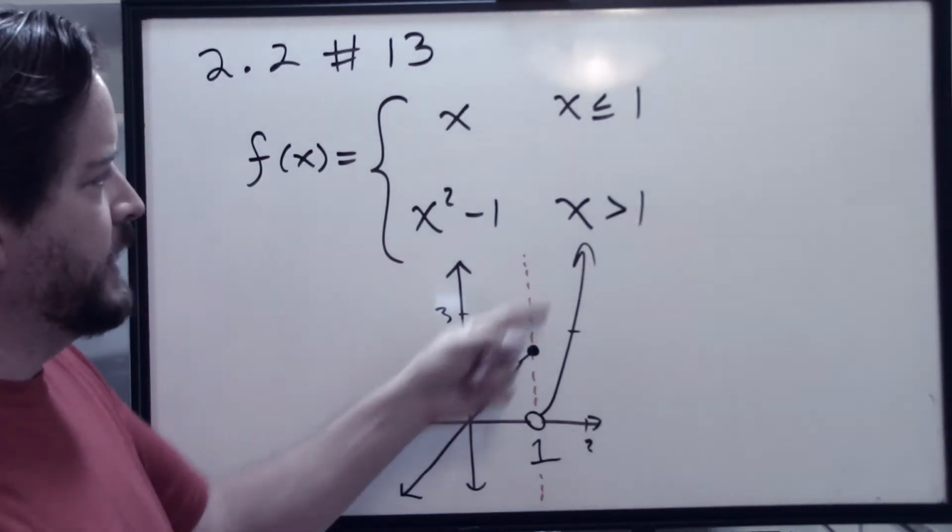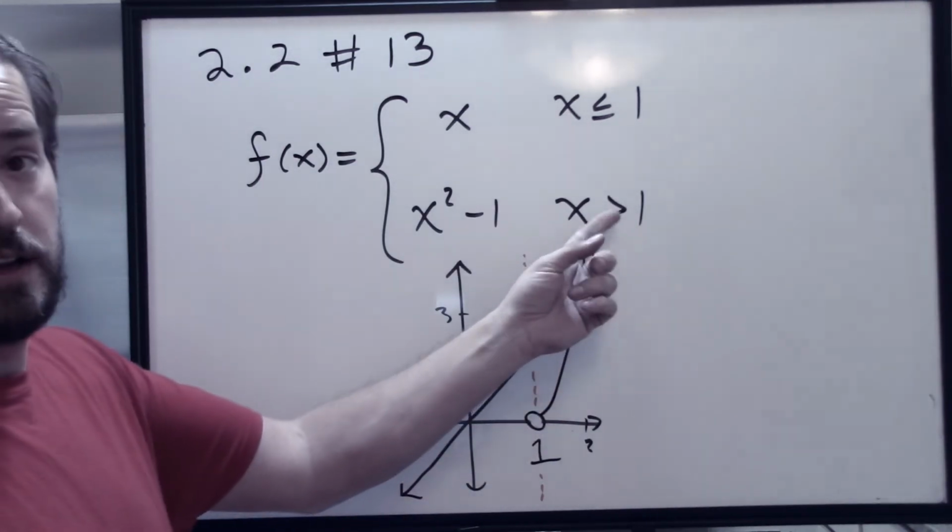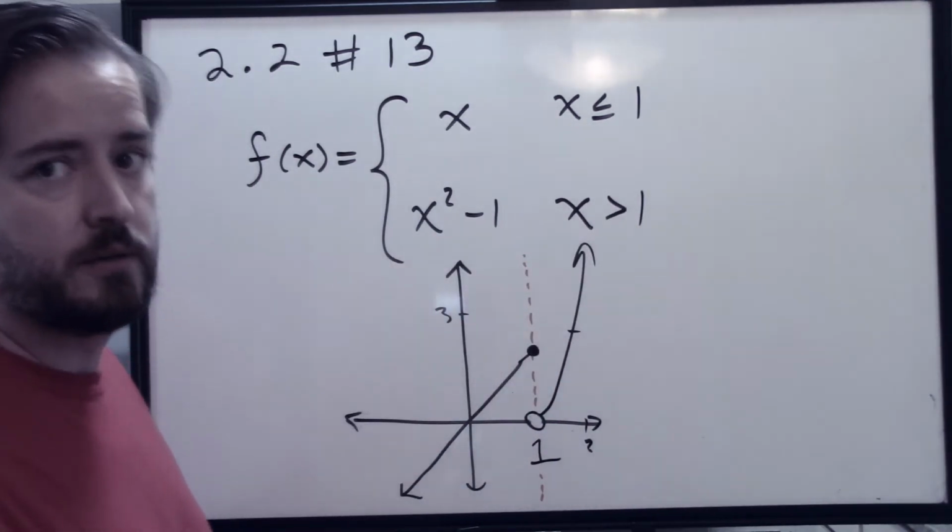And note that the solid came because it's valid at that point. The open circle came because it's not valid at 1. It's only valid when x is greater than 1.